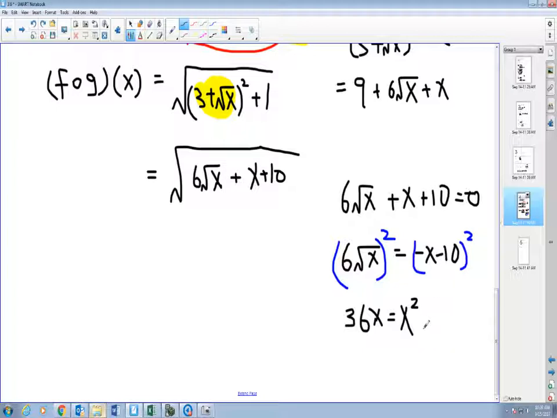Alright, minus 2ab. 2 times my a times my b. So that would become positive, excuse me, it will be a positive term. It'll be positive 20x, plus my b squared, which is 100. Alright, move the 36x over because now I'm having a quadratic equation. So that's x squared minus 16x plus 100.